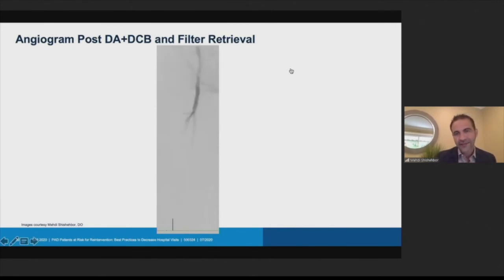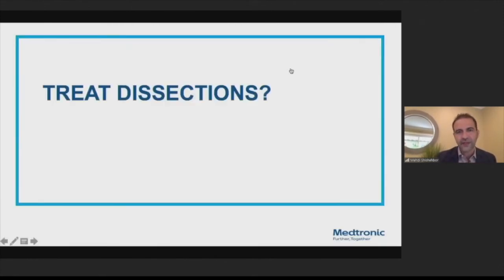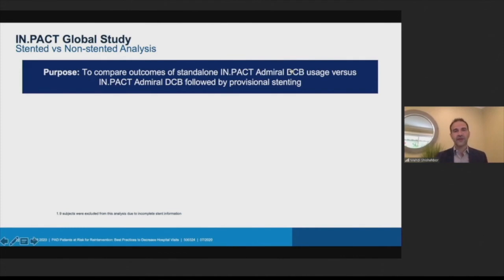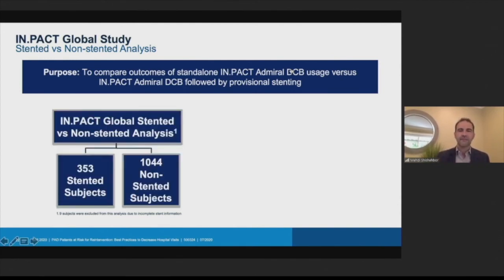So, is there any data for that? We discussed that briefly: how do you treat dissections, and does stenting hurt your patency? I think Sahil also mentioned this. And we do have data. Luckily, there is a lot of data, and I want to applaud the companies, especially Medtronic, for giving us this publication and all this data, because we really can make our decisions based on data rather than anecdote. So this was an analysis of a stented versus a non-stented cohort of the global registry: 353 patients that were stented versus 1,000 patients that were non-stented.